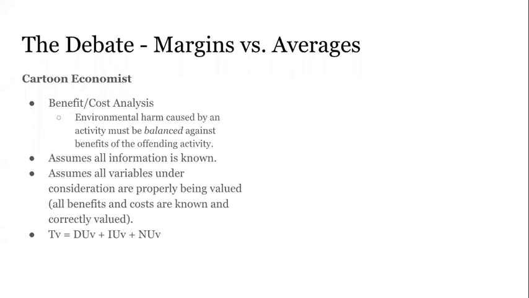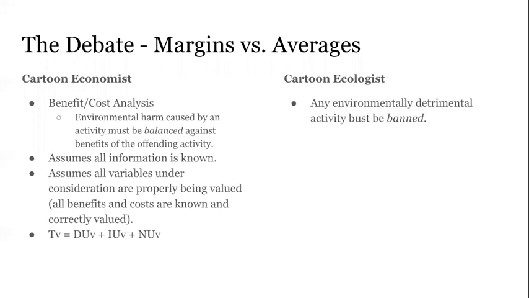This will be a subject of its own sort of contextual lecture. But the idea here, just so you understand, is that an economist would say it's benefits versus costs, and we should focus on that. However, in doing so, what are we counting as a benefit? What are we counting as a cost? That's really the question. And from the ecologist perspective, any environmental detrimental activity must be banned.